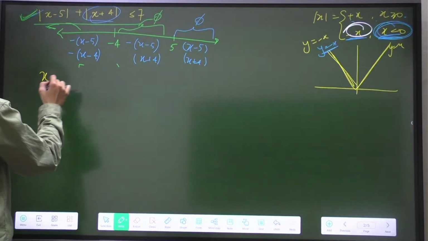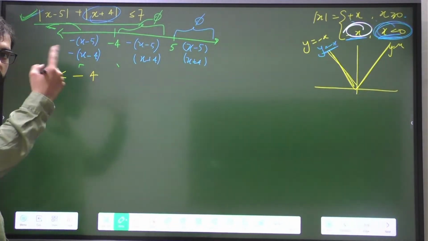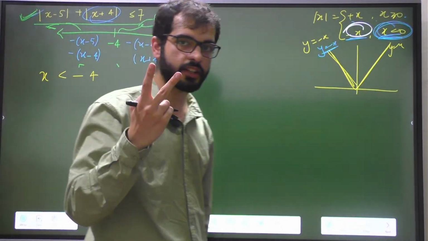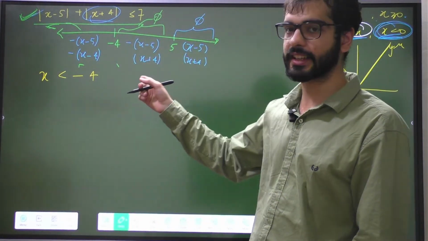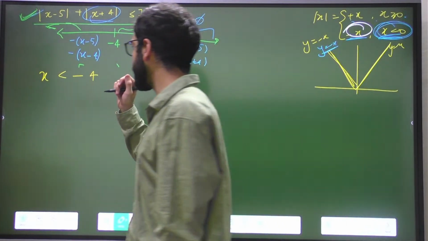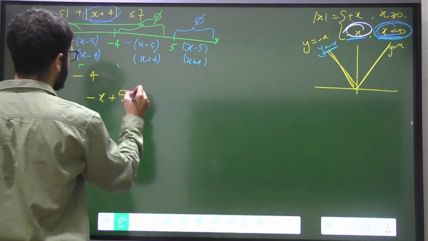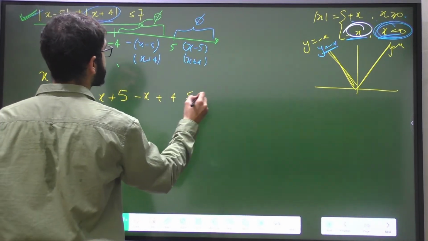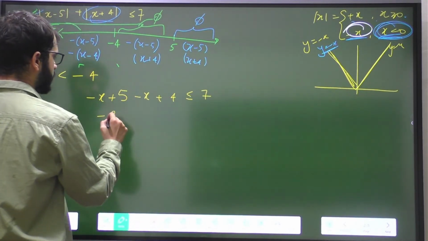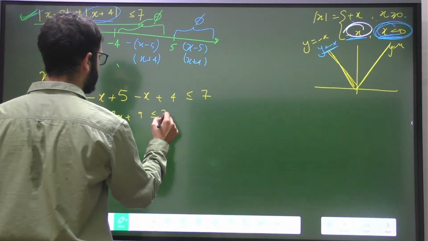The third condition says that x is less than minus 4, because equality of minus 4 was already studied in the second case. Now let's try to focus at x less than minus 4. In the case of x less than minus 4, this expression reduces to the form of minus x plus 5 minus x plus 4 less than equal to 7. I can write it as minus 2x plus 9 less than equal to 7.